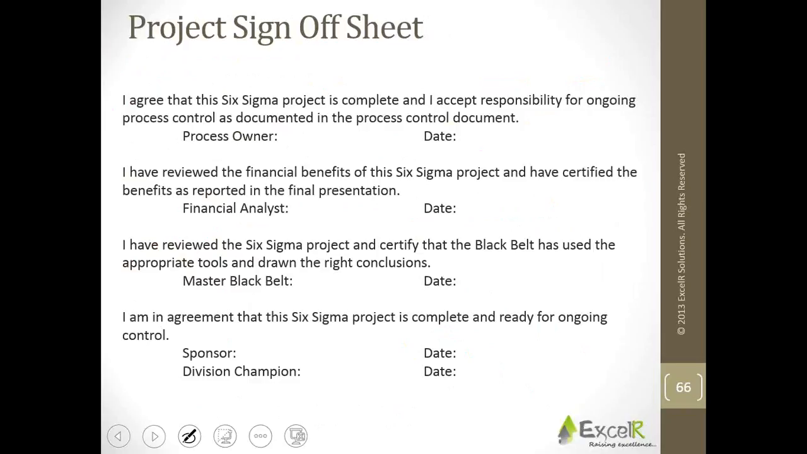This is the sign-off event wherein you say, I agree that the Six Sigma project is completed. The financial analyst will say, I have reviewed the financial benefits. Then the Master Black Belt will say, I have reviewed this project and I certify that the Black Belt project has used appropriate tools. Then the sponsor finally says, yes, I'm okay, because the process owner, financial analyst, and Master Black Belt have all signed off. Here is a formal sign off from my end. And then you close it.